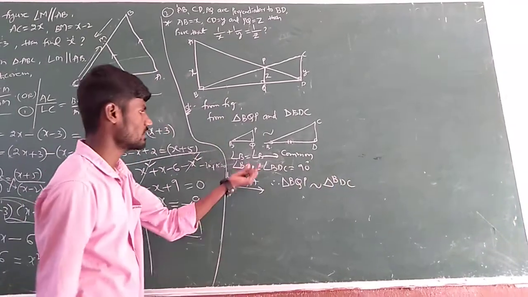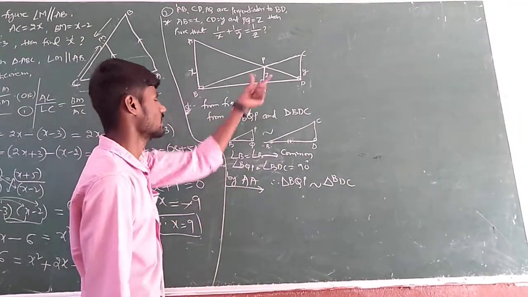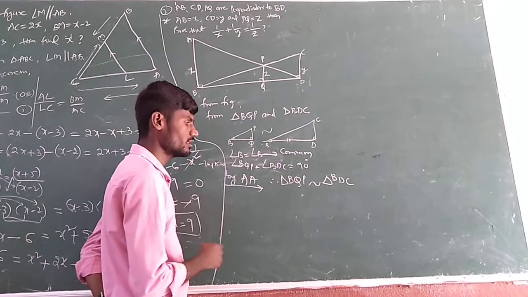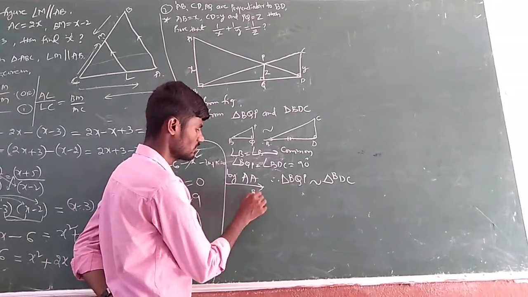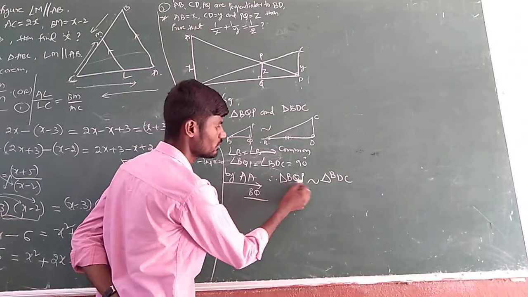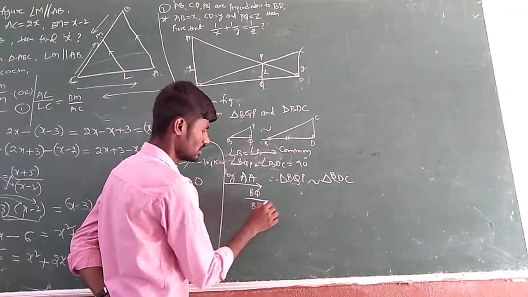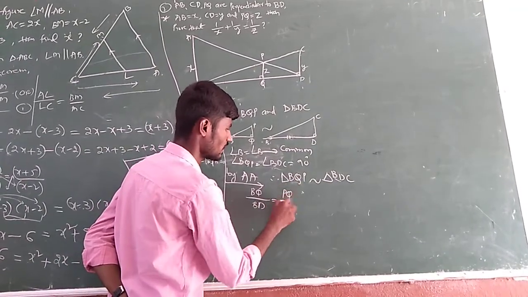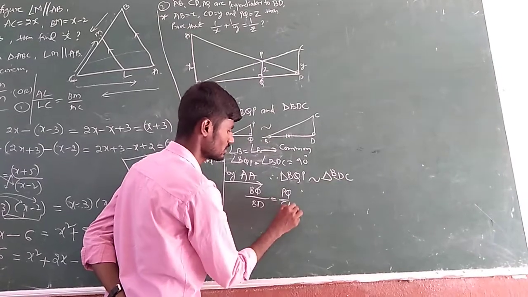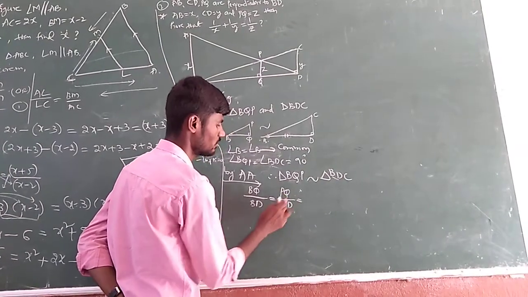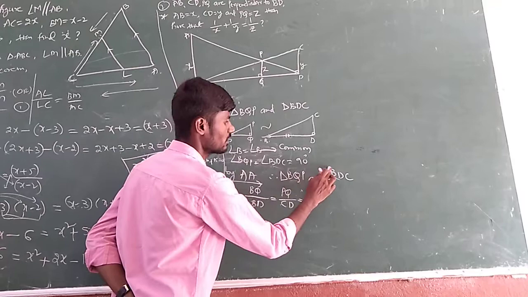Okay? So from the AA similarity criteria, these two triangles are similar. If the triangles are similar, take the ratio of the sides: BQ by BD is equal to PQ by DC. CD alphabetically, I am writing PQ by CD. Next, BP and BC.